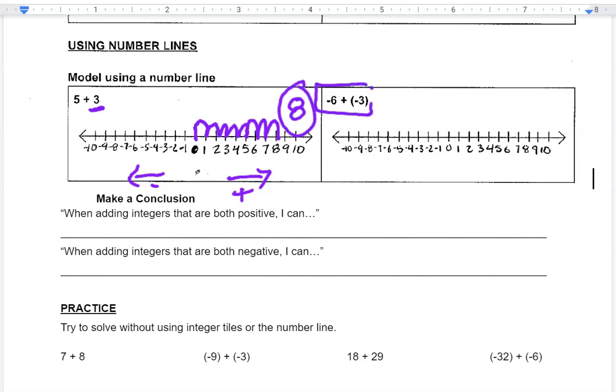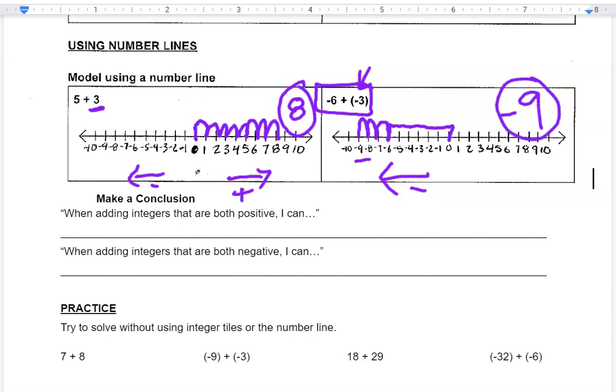Negative 6 plus negative 3, we need to start at 0, go over to negative 6, there's negative 6. So we went 6 negative, and then we need to go 3 more negative. So again, negative means we go to the left toward more negative numbers. So we go 1, 2, 3, and we end up at negative 9.